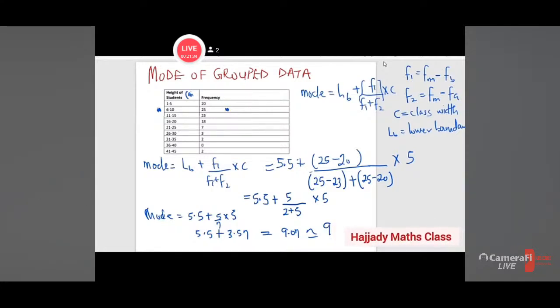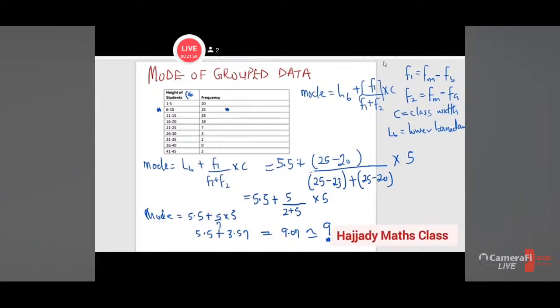Okay, now looking at this, you are going to see that this value 9 must fall within this range of 6 to 10, just like the same thing we did in the median. If it falls outside it, then there's a mistake somewhere. So this is our frequency, the frequency for the modal class. And our final answer here is 9.